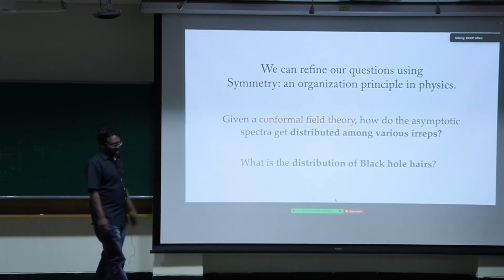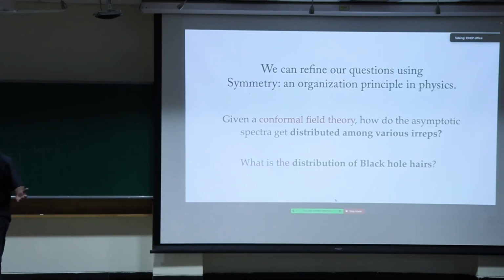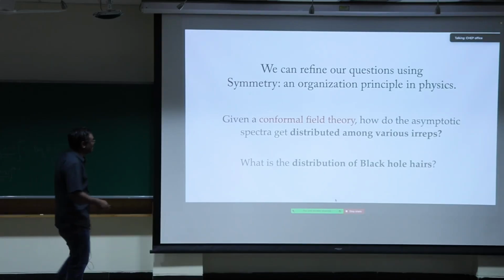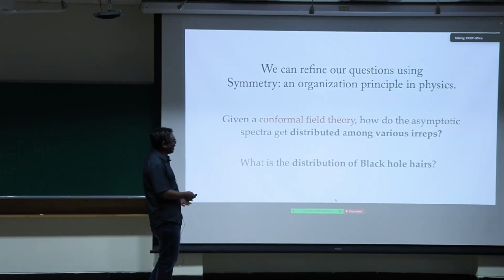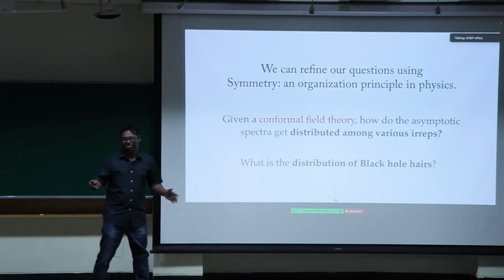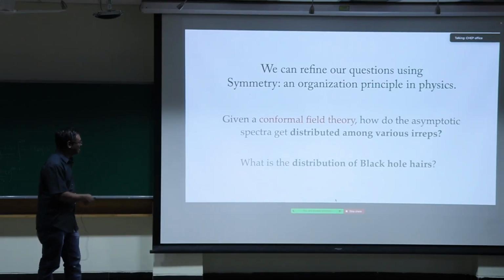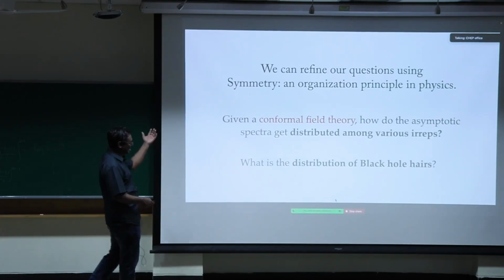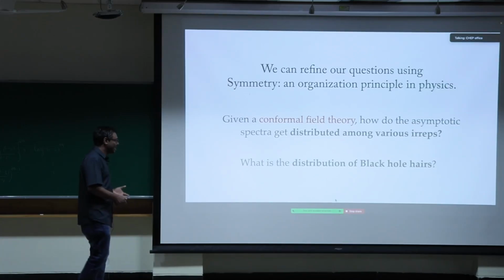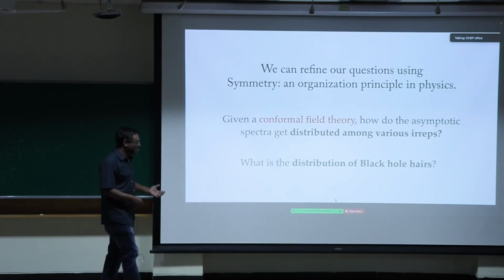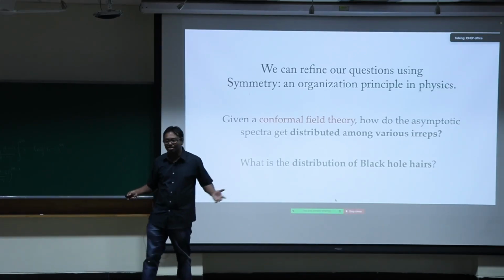Symmetry is our organizing principle that we have been taught from the very beginning in undergrad. So you can ask a natural question: how do the asymptotic spectra, or any kind of physical observable, get distributed among various irreps if you have a global symmetry in the game? And the analogous question on the quantum gravity side is, what is the distribution of black hole hairs?